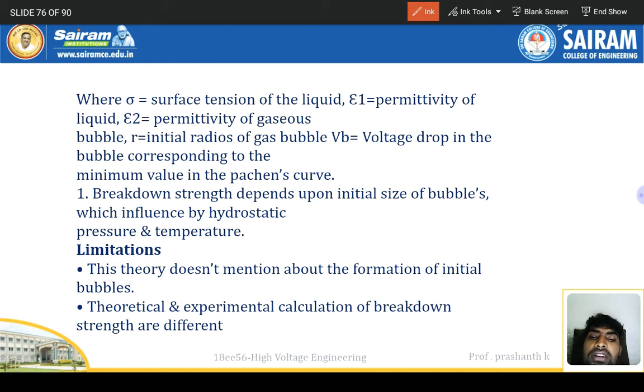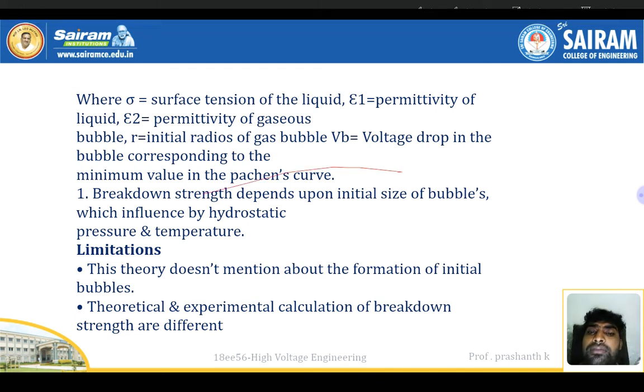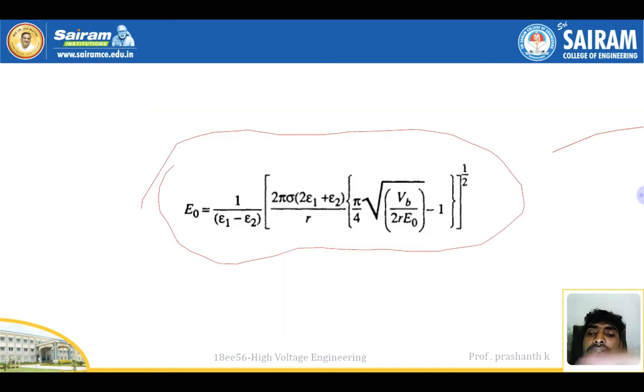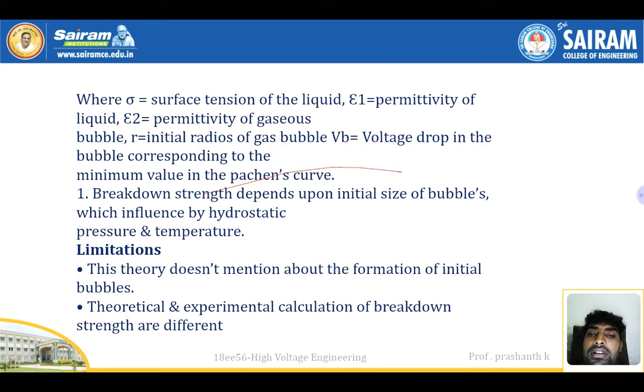Breakdown strength depends upon the initial size of the bubbles, which is influenced by hydrostatic pressure and temperature. The limitations are that this theory doesn't mention the formation of initial bubbles, and there is a difference between theoretical and experimental breakdown strength calculations, right? From the previous equation, sigma is the surface tension, epsilon 1 is the permittivity of the liquid, epsilon 2 is the permittivity of gases, r is the initial radius of the gas bubbles, and VB is the voltage drop.